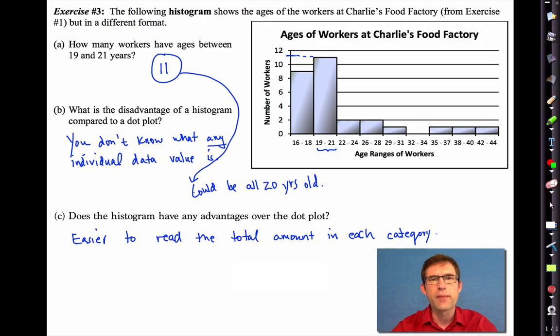The histogram, and why it's used so much more often, is that it's very fast. You can look and you can immediately say, oh, well, the number of workers that are between 16 and 18 is 9, right? It's very, very obvious very, very quickly. It's also very obvious from this that there's a lot more people that are younger working at Charlie's Food Factory than older. Although one could say that you can certainly do that as well with the dot plot. Okay?